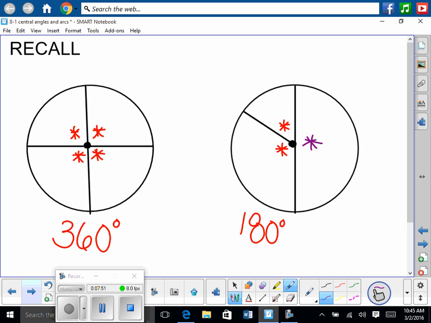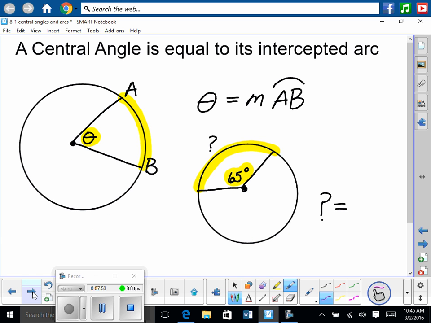Okay, good. So with that in mind, here's our first theorem. You'll want to write this down. If you have a central angle, then it will be equal to its intercepted arc. Intercepted just means the arc it opens up on. So if you have a central angle theta, theta will be equal to its intercepted arc. So theta will be equal to the measure of arc AB.